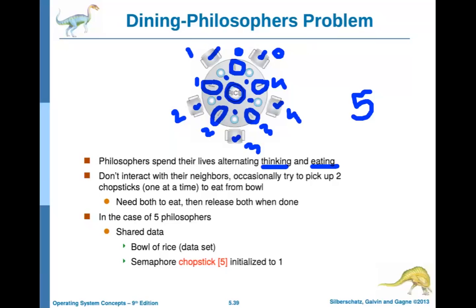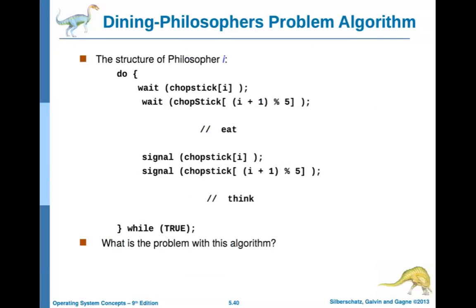Now, in order to provide a solution for this, for example, the data set is a bowl of rice, and we have 5 semaphores, and all these 5 are initialized with 1. That means each semaphore safeguards a chopstick. Because there are 5 chopsticks, we need to have 5 semaphores, and these are like chopstick of 5. Now the code, or rather pseudocode, for the ith philosopher is given there.